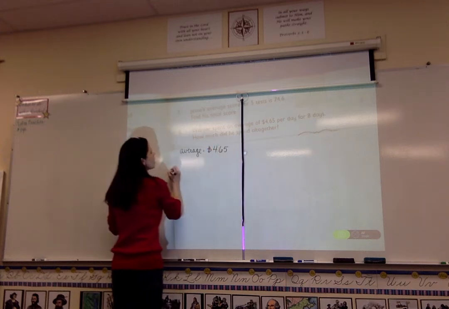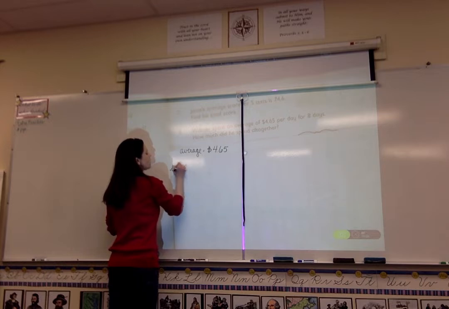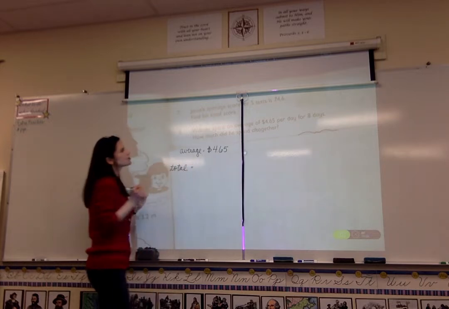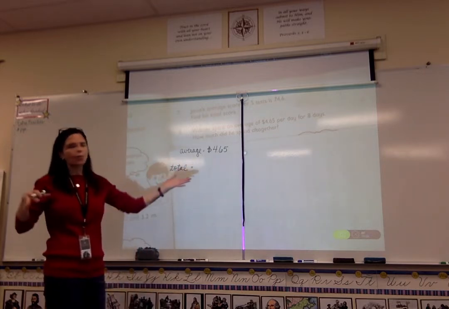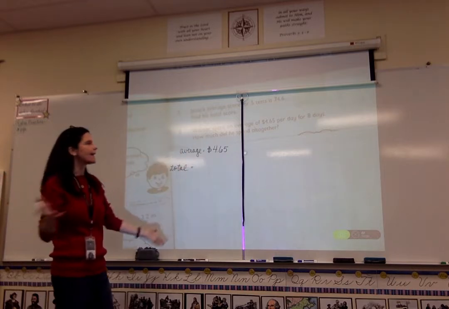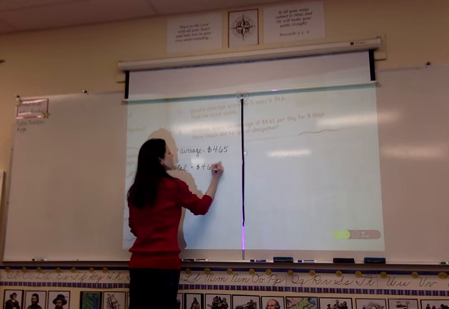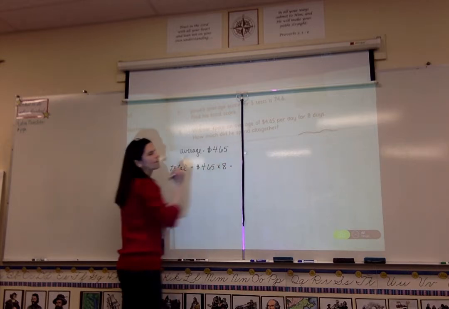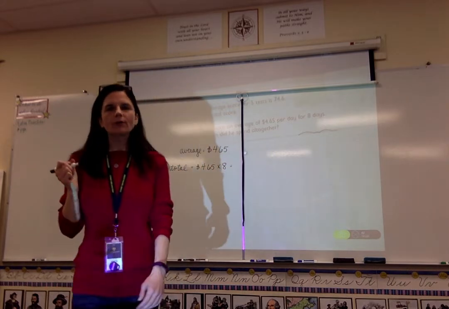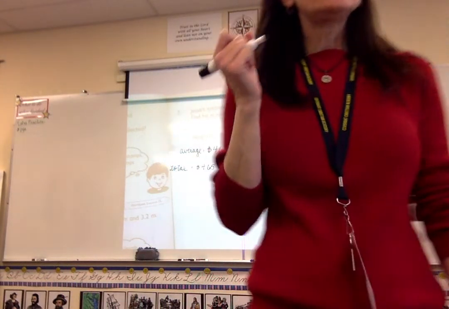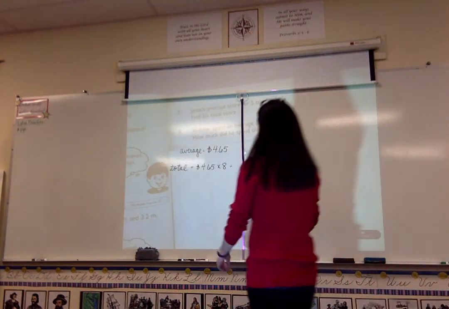And to find the total, we're going to multiply our average times the number of items, or in this case it would be 8 days. So we're going to multiply 4.65 times 8. And when you do that algorithm, you should find that he spent a total of $37.20.